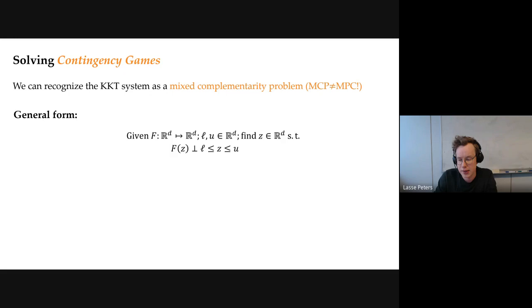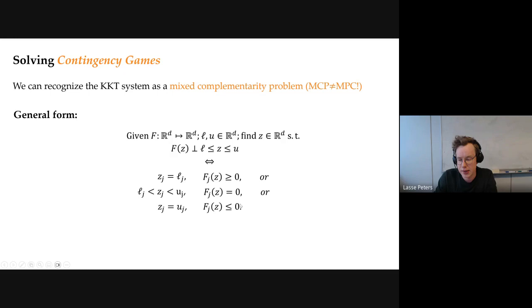a vector Z in R^d so that f evaluated at Z complements the condition that Z is between the bounds. And that's a very compact notation for the following requirement. We require that for each of the elements j, one of the 3 conditions holds. Either Zj is at the lower bound, in which case we require that the jth element of f is greater or equal to 0, or Zj is between the bounds, in which case we require f to be at the root, or Zj is at the upper bound, in which case we allow f to be smaller or equal to 0.